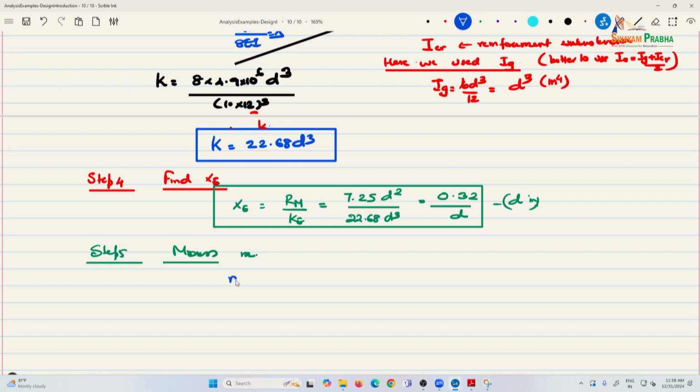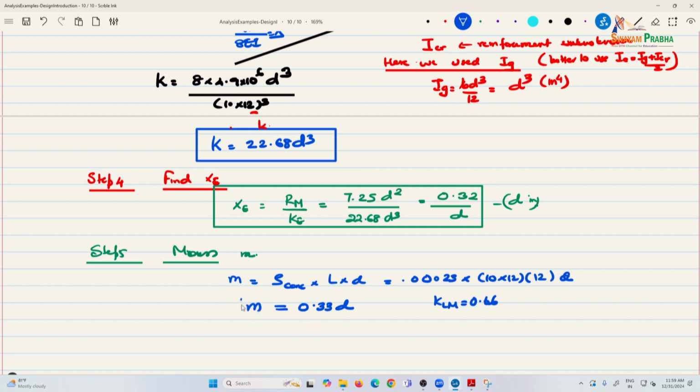So, the mass of concrete, this is the density of concrete multiplied by L multiplied by D, and this has been computed to 0.00023 multiplied by L multiplied by 12 D. So, this also comes in terms of 0.33 D, and KLM is 0.66. So, the number 0.33 includes 0.66, right? No, okay. So, we use these two expressions.